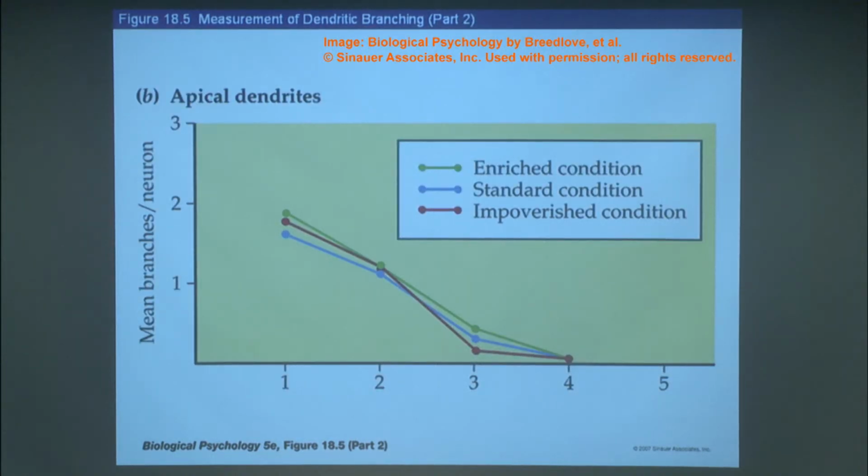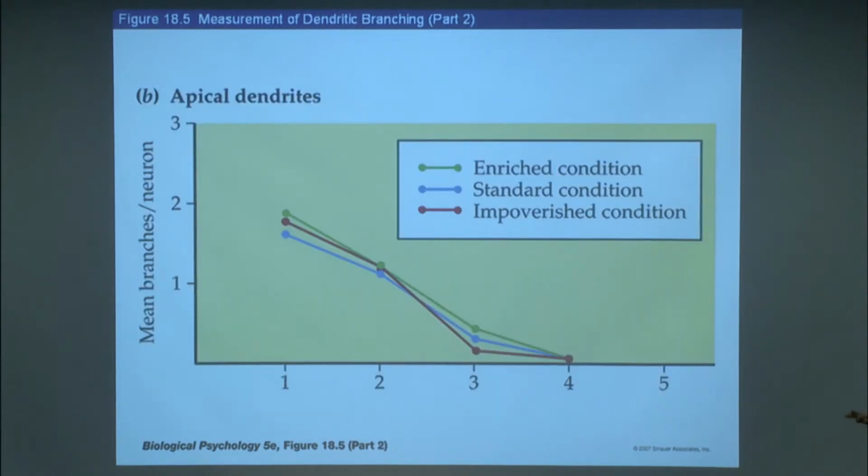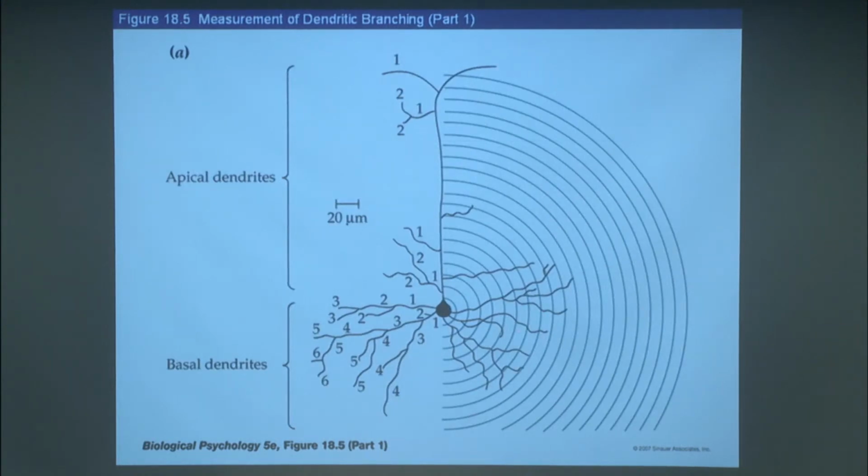Again, this is one figure from your text, so part of this is covered in the text, but it's quite small. I'm going to cover it in much more detail. We're looking at the mean number of branches per neuron for the order of branch. So this is first order, and then when it comes off the first order, it's the second order. This is third order. So that's the order. And you can see that there's no difference in the number of branches as a function of dendrite order in either the enriched condition, the standard condition or the impoverished condition. No difference here. So apical dendrites, these dendrites up here, no difference.